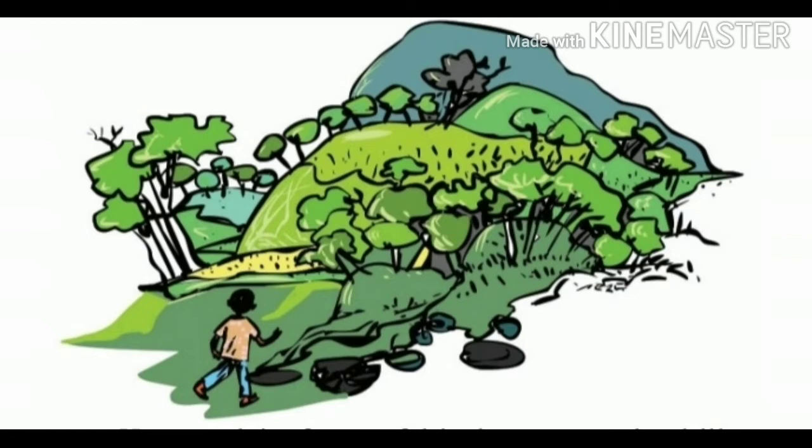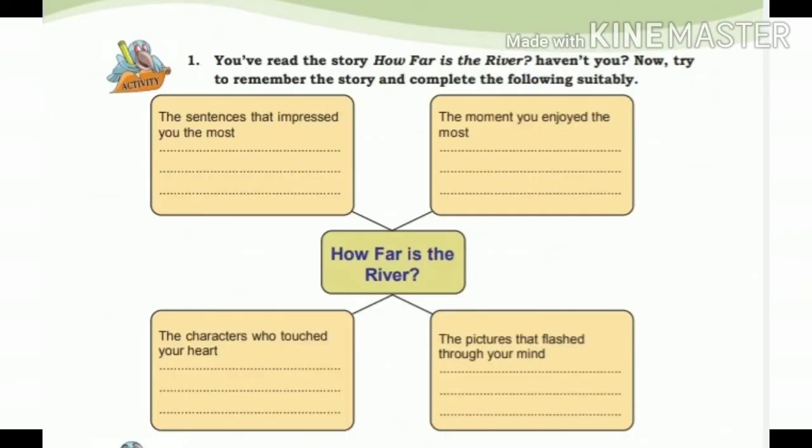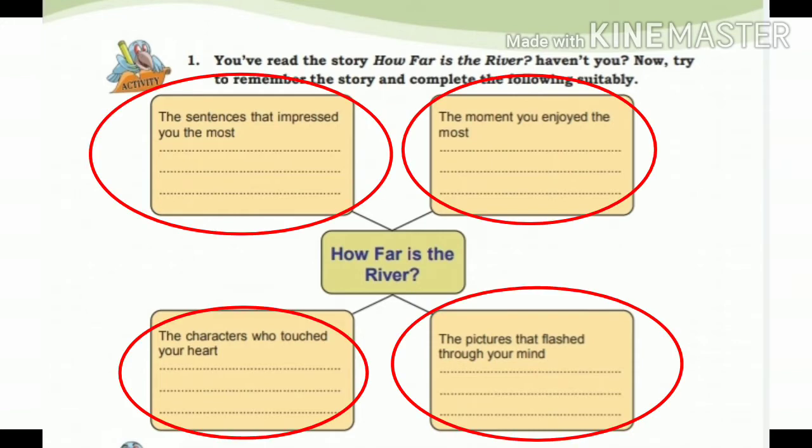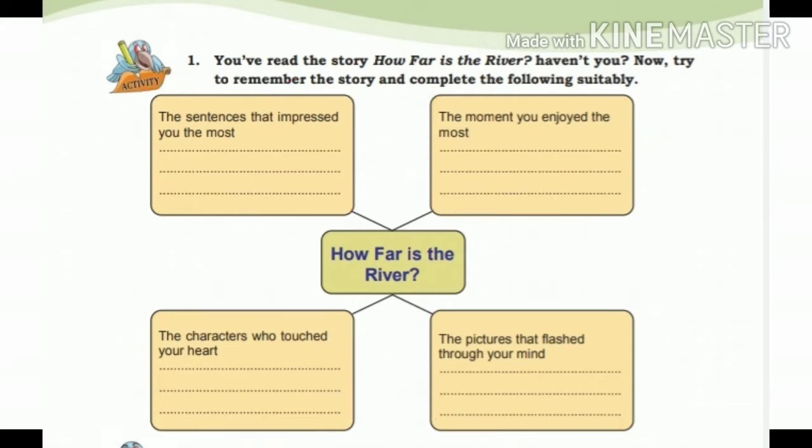Let's go to the first activity. Just look at the picture. Look at the activity on page number 13. You can see a picture of 4 boxes there. Now just read what that is. You have read the story How Far is the River, haven't you? Now try to remember the story and complete the following suitably.